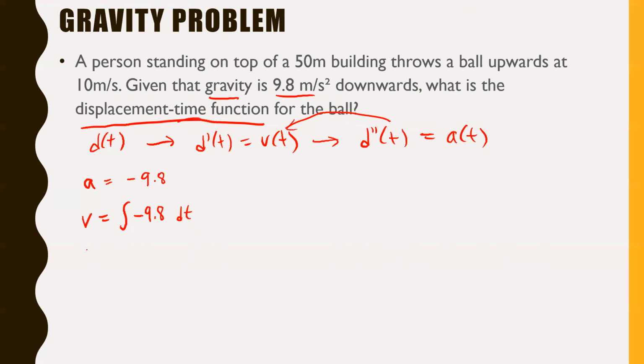If we take the integral of this, it's actually a pretty simple integral. This is going to be negative 9.8t, because this would have been t to the 1, and then of course when the 1 drops down and the t disappears, you're just left with negative 9.8. But then of course we have plus c.